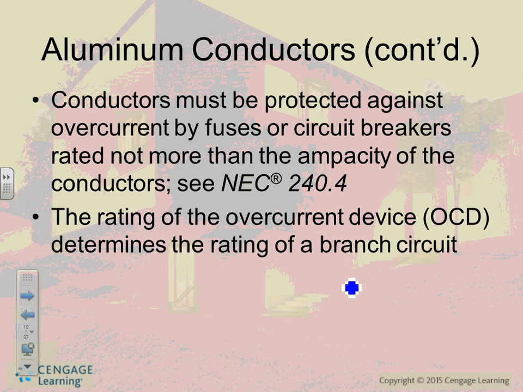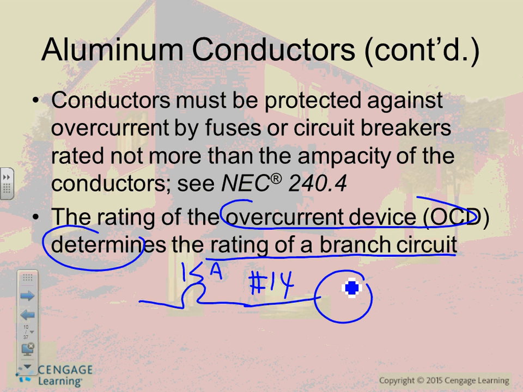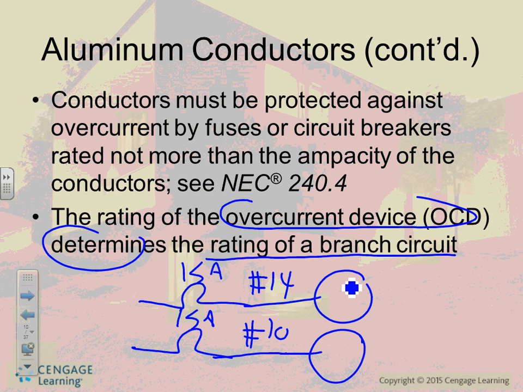Okay, this sentence, over the years, guys, drove the people nuts. This particular sentence: rating of the overcurrent device determines the branch circuit rating. Very simple, but it will drive you nuts. Let me give you an example. I have a 15 amp circuit that's feeding a load, and the conductor is number 14. What is the rating of this branch circuit? 15 amp branch circuit. Okay, no problem. I have a 15 amp branch circuit with number 10 feeding a load. What is the rating of this branch circuit?